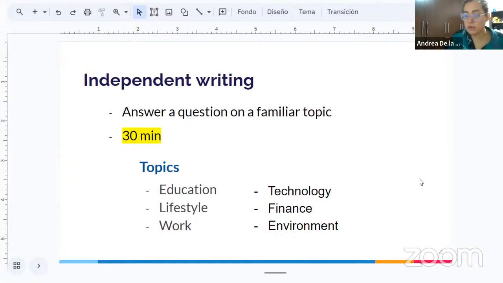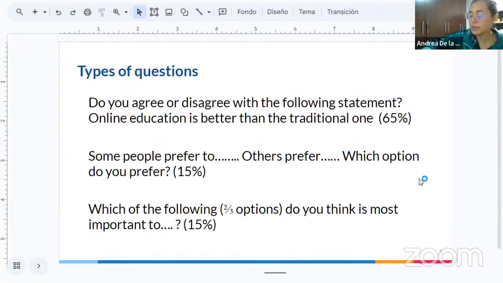The format is pretty simple to understand. You get the question on top of the screen. And after you hear the question, you have 30 minutes or half an hour to write your response. Okay? So it's that simple. The format is very simple. Now, the types of questions that you can get are the same, by the way, that we have in the independent speaking section. So as I was telling you, these are closed questions.